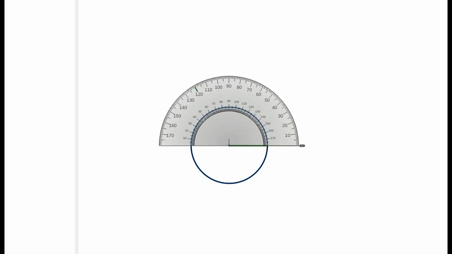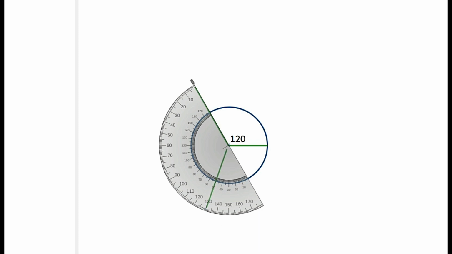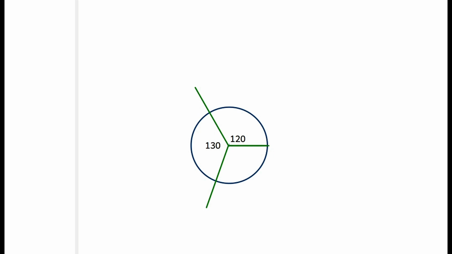First of all, let us draw a circle of radius 2.5 centimeters. Draw a radius. Take 120 degrees at the center and draw another radius. Now take 130 degrees at the center and draw one more radius. Now at the end of each radius we have to draw tangents. Draw tangent at the end of the first radius.